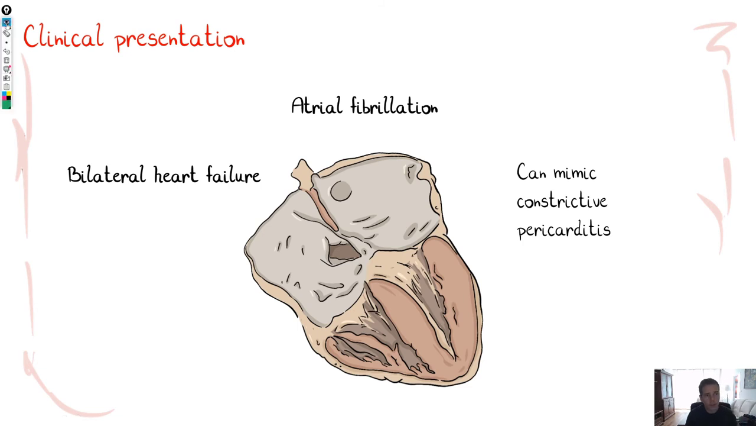The clinical presentation can be similar to constrictive pericarditis because the heart is firm, it cannot dilate. And because of that, there is a bilateral heart failure because the heart cannot fill itself. And what's also quite typical is atrial fibrillation.